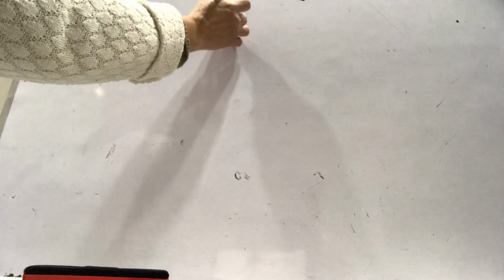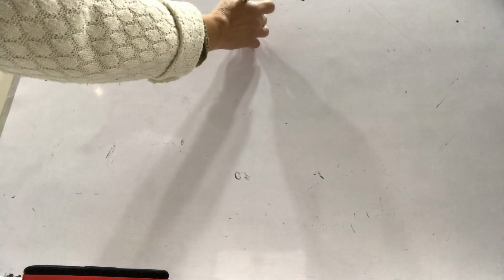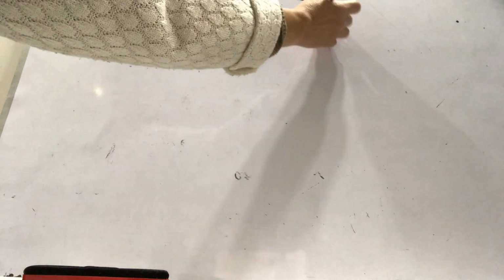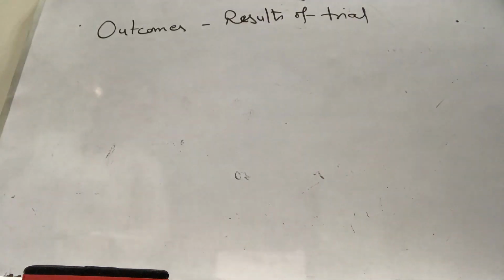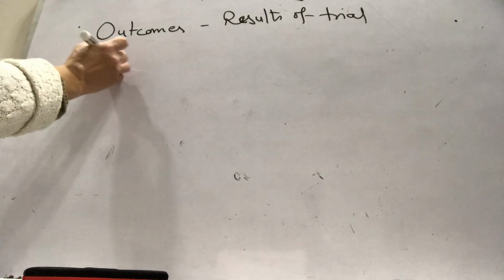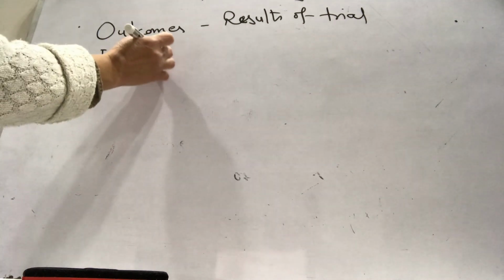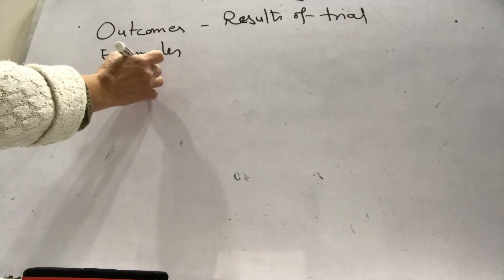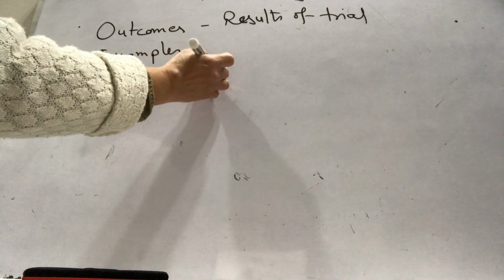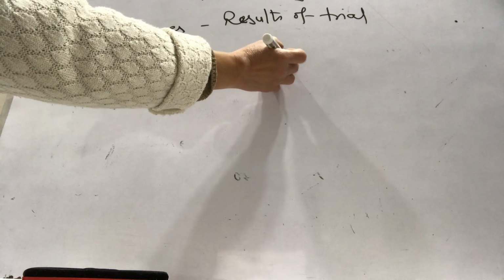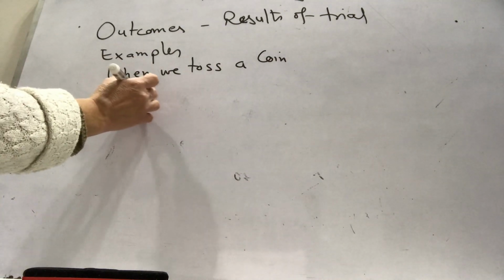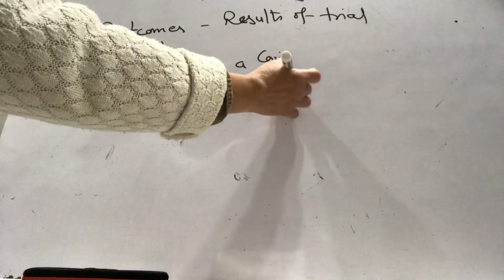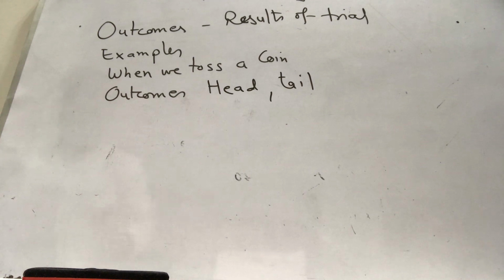The result of a trial, results of trial are called outcomes. For example, when we toss a coin, outcomes are head or tail. Either we get a head or we get tail.